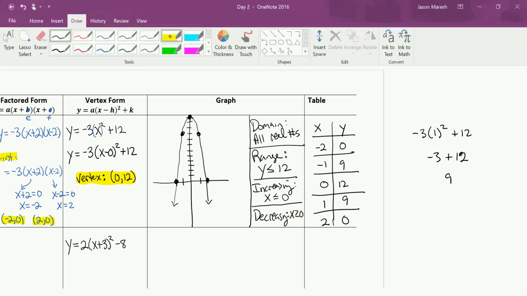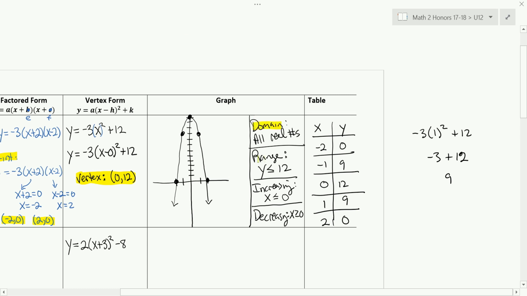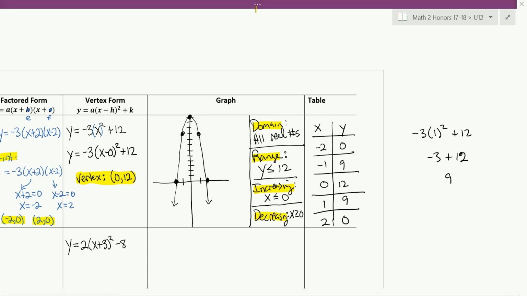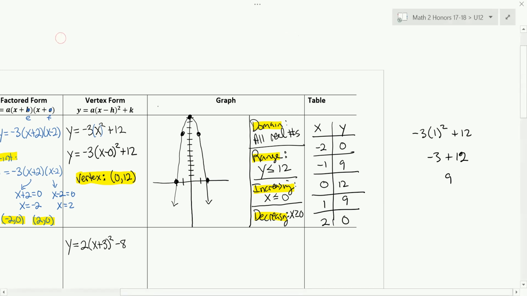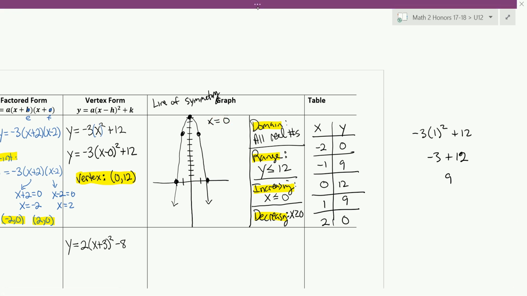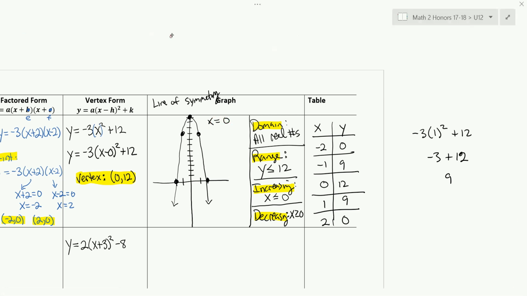What am I forgetting? Line of symmetry or axis of symmetry. Good. So I'm going to put that in too. I'll put that on the where the graph is. What's the line of symmetry? X equals 0. Is our vertex a maximum or a minimum? Good. The highest point, so it's a maximum.